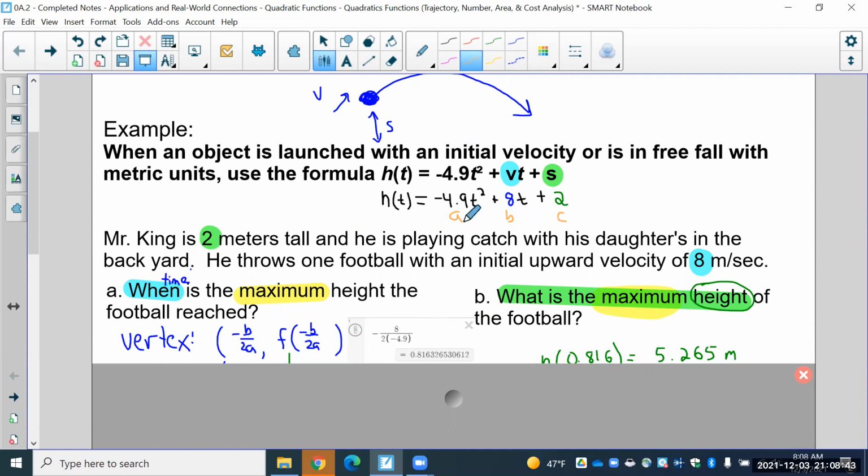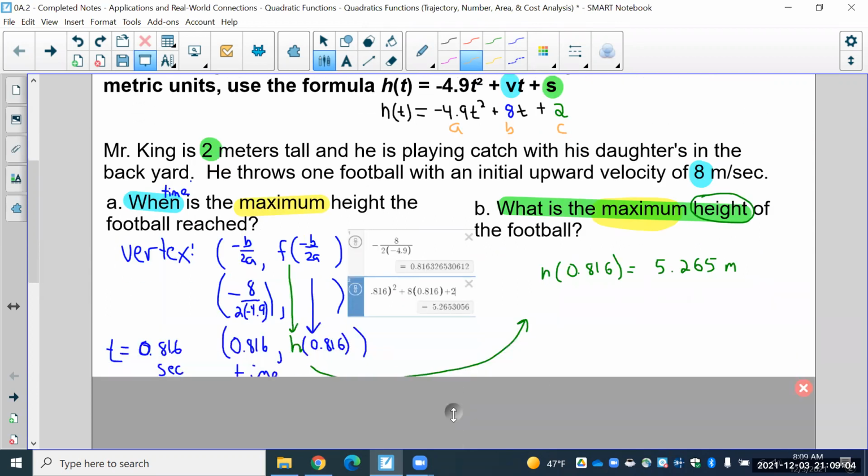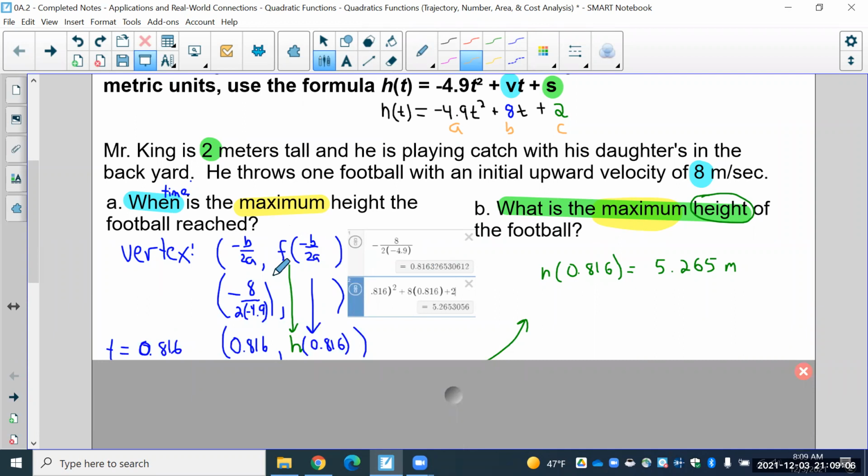And then what we're going to do from there is just plug in negative 8 divided by 2 times negative 4.9. You can see that I did that right here on Desmos. It would be very helpful to have a Desmos open so that you can calculate some of these. So if you want to pause the video and open a Desmos to get that value, go ahead. Okay, so once you find that value, that is the answer actually to this question. What time would that happen?